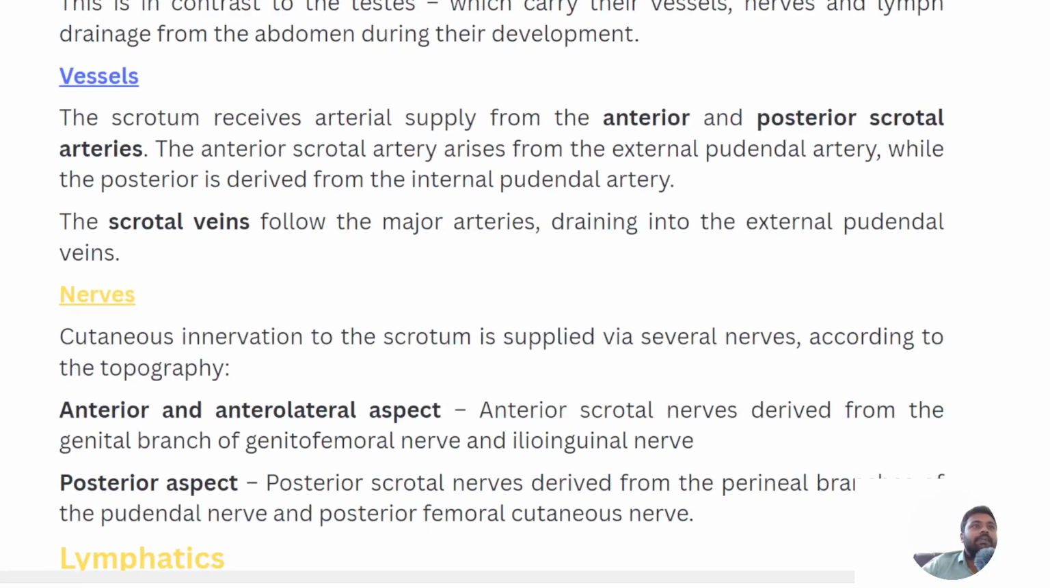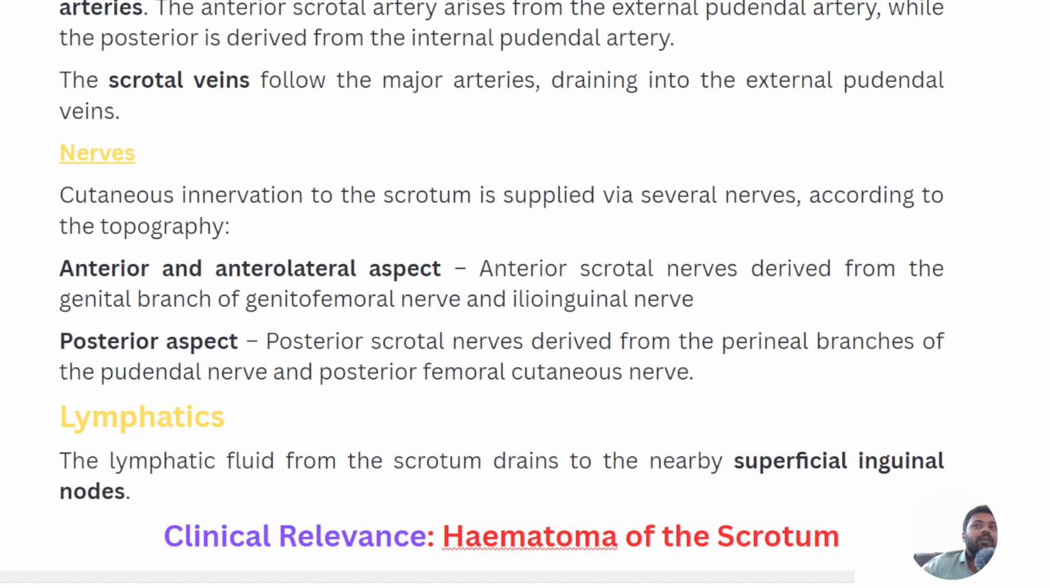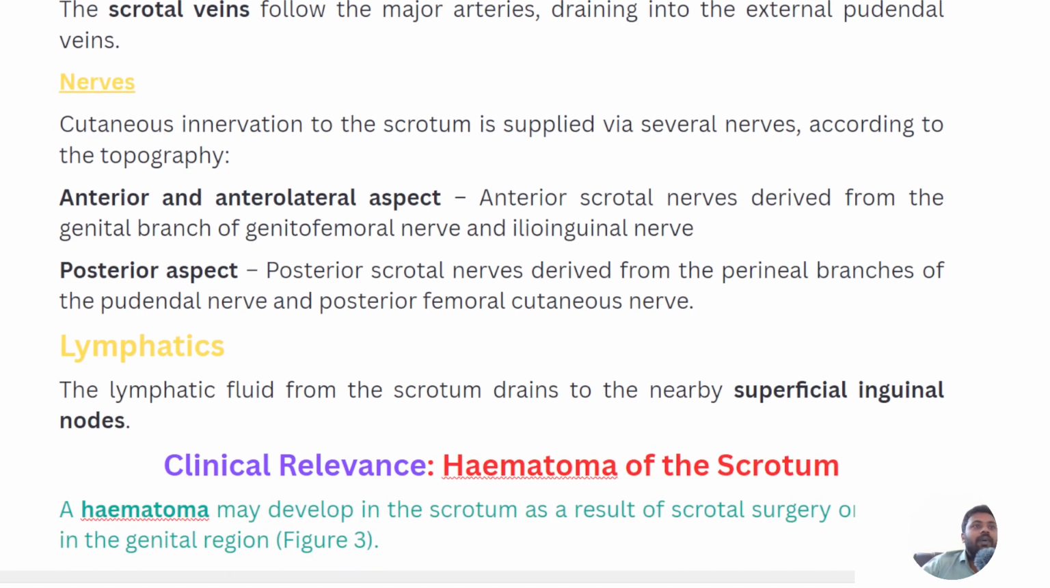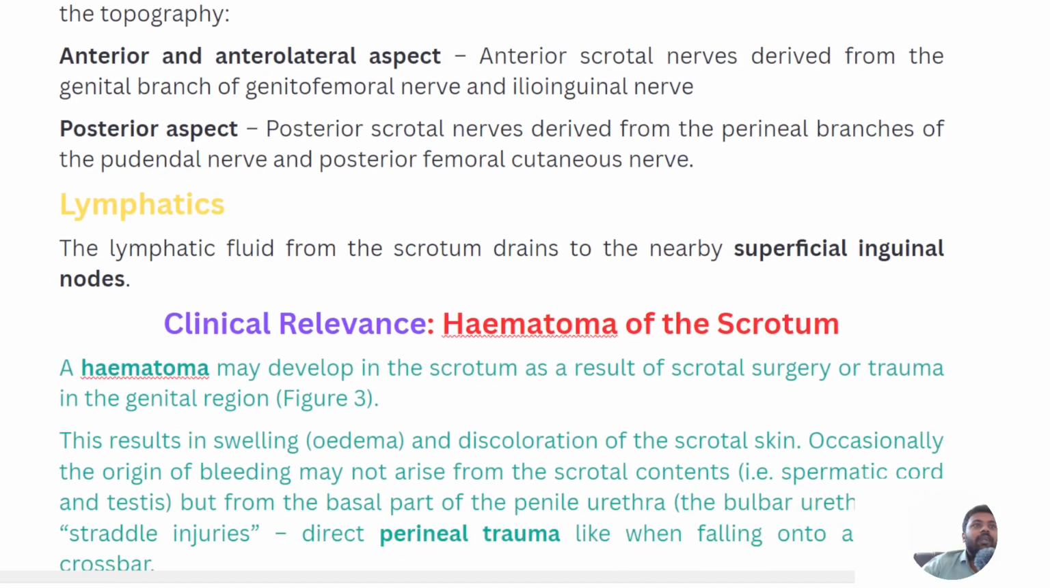Nerves. Cutaneous innervation to the scrotum is supplied via several nerves according to the topography. The anterior and anterolateral aspect is derived from the genital branch of the genitofemoral nerve and the ilioinguinal nerve. The posterior aspect: the posterior scrotal nerves are derived from the perineal branch of the pudendal nerve and the posterior femoral cutaneous nerve. Lymph fluid from the scrotum drains to the nearby superficial inguinal nodes.